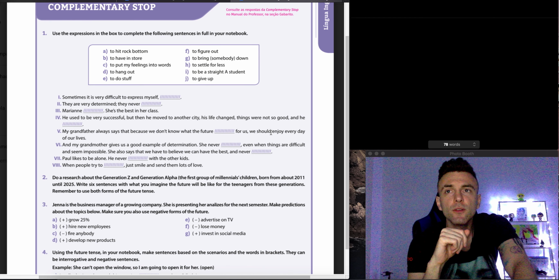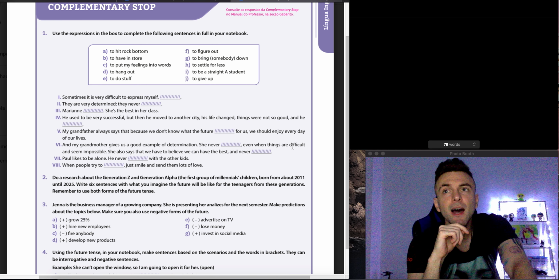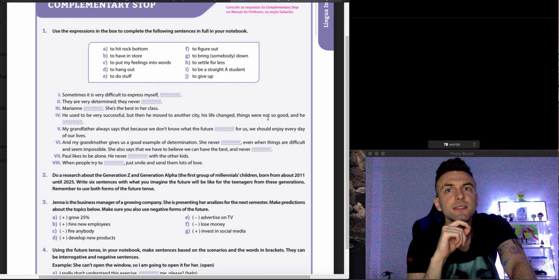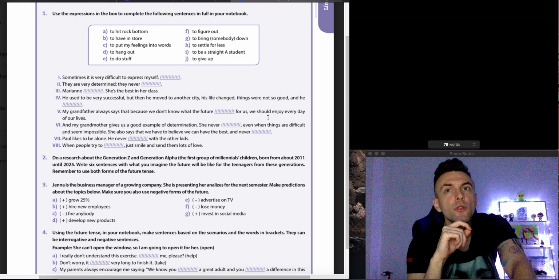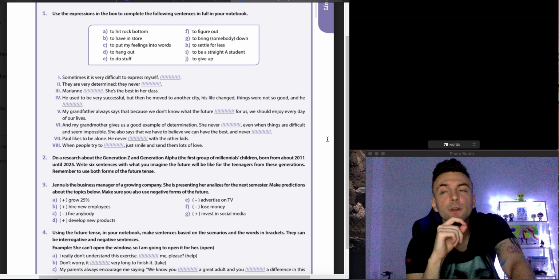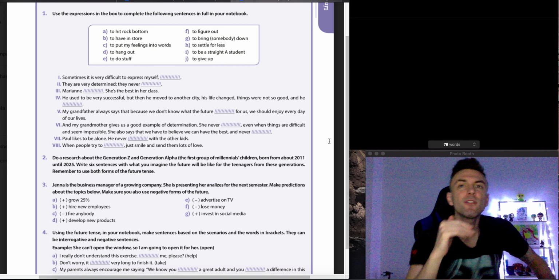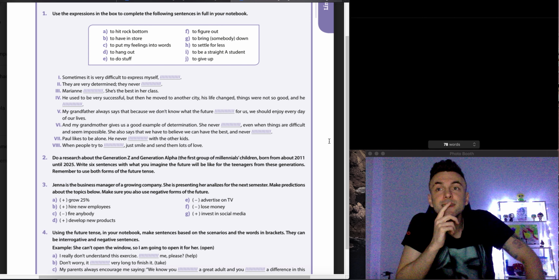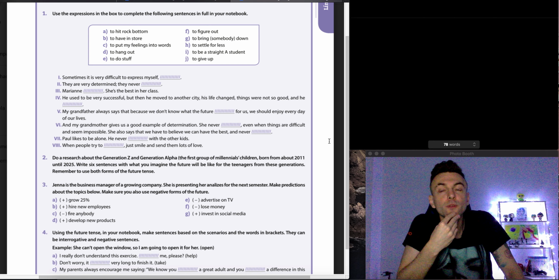Let's keep on going with the correction here, guys. So, very first one here. Use the expressions in the box to complete the following sentences in your notebook. So first, we have a lot of expressions there. First one is, sometimes it is very difficult to express myself.